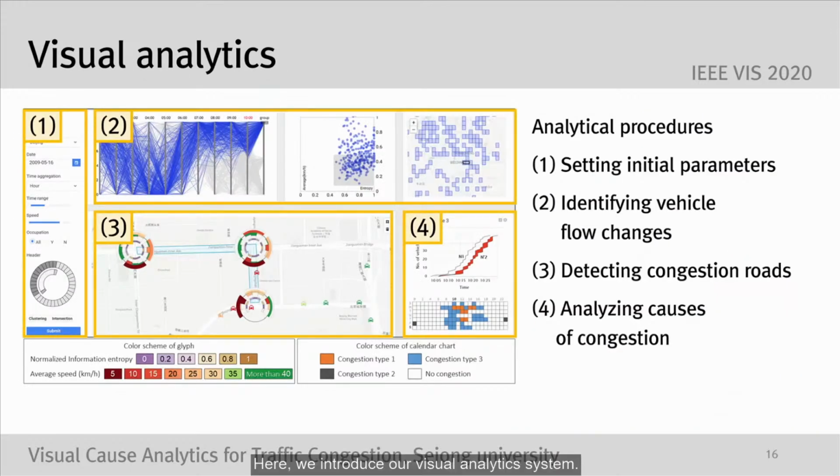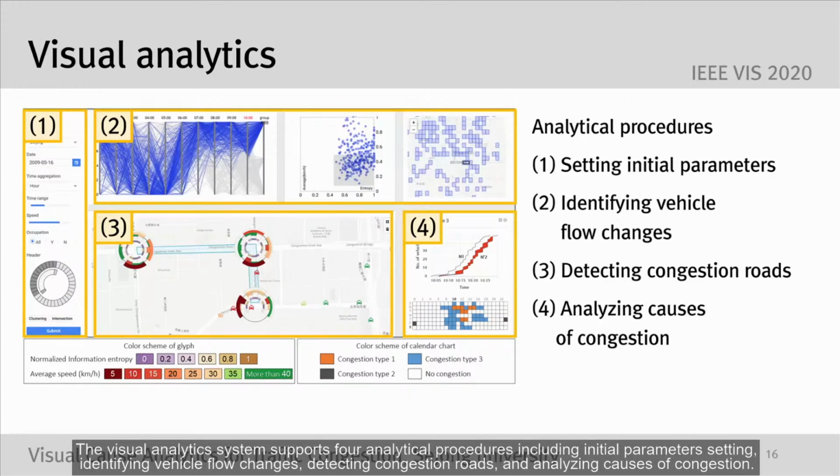Here, we introduce our visual analytics system. The visual analytics system supports 4 analytical procedures including parameter setting, identifying vehicle flow changes, detecting congestion routes, and analyzing causes of congestion.